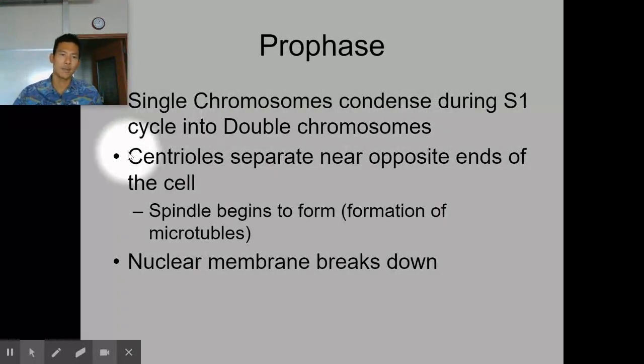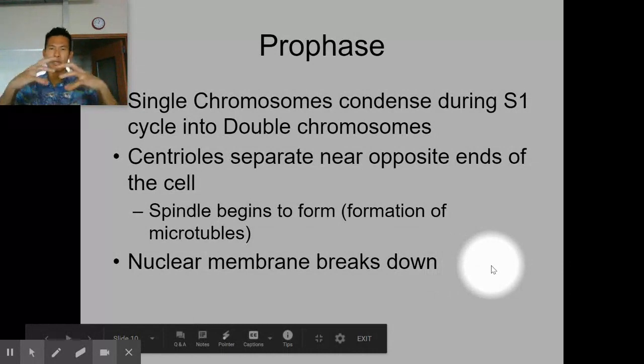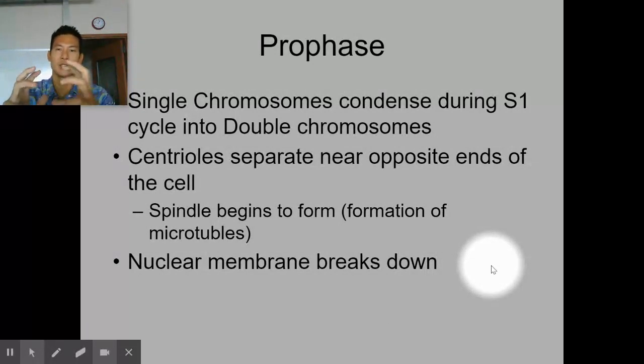Now your centrioles might be at opposite ends, and they'll start pushing and moving the chromosomes to the middle of the cell. The nuclear membrane will break down. The membrane, or the little film of lipids that wraps up all your DNA and keeps it nice and safe in the center of the cell, breaks down.